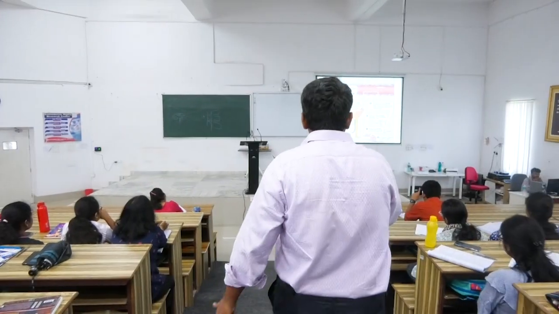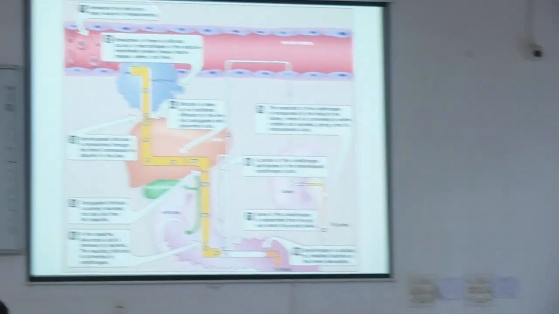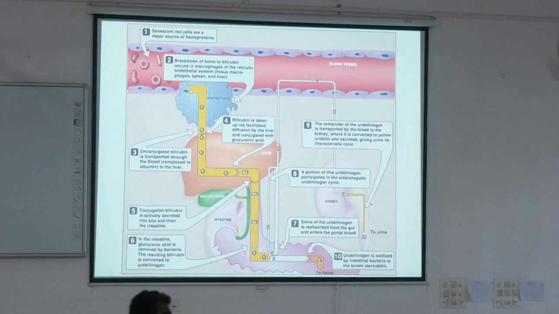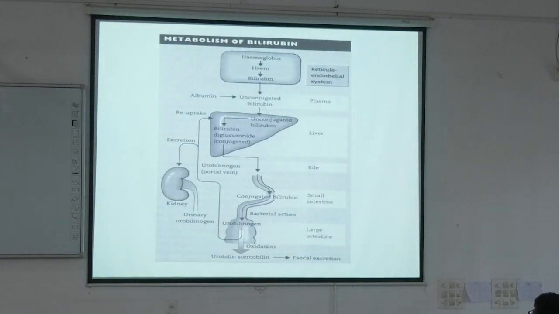And once they enter your macrophage, okay, they will enter your macrophage in your spleen and liver. Spleen and liver. Let me go to the next example. See, hemoglobin, heme. From heme, there will be bilirubin.